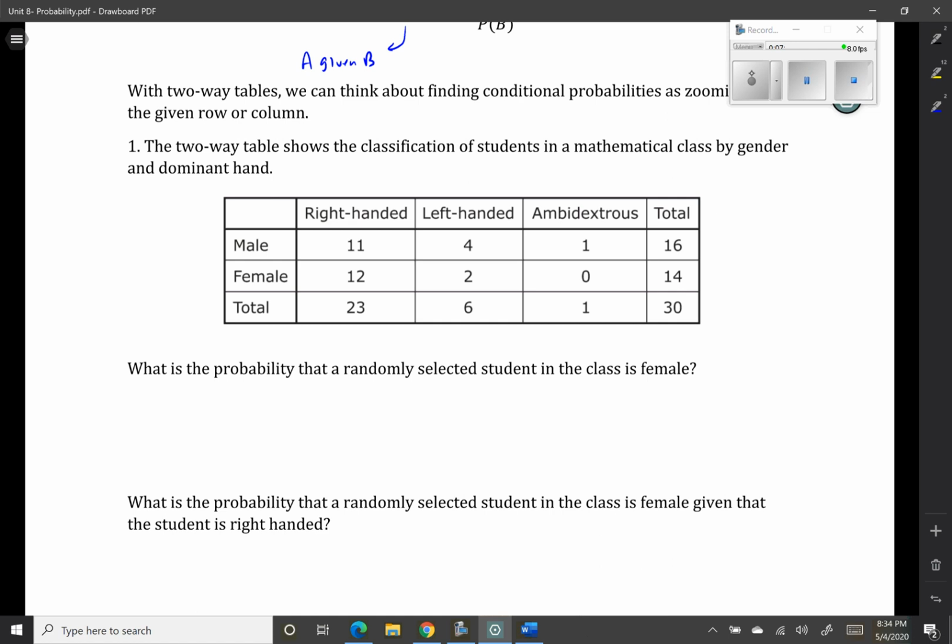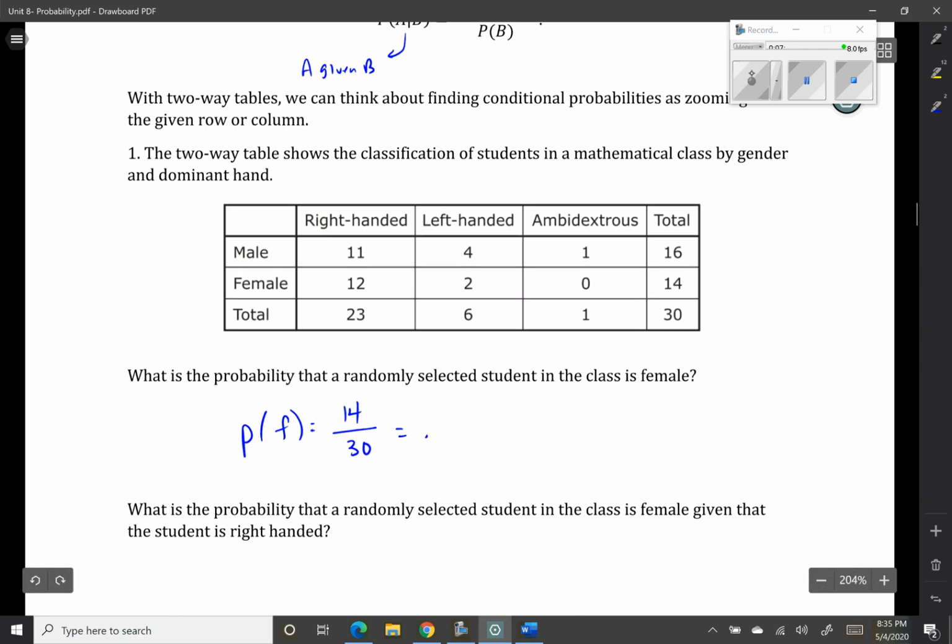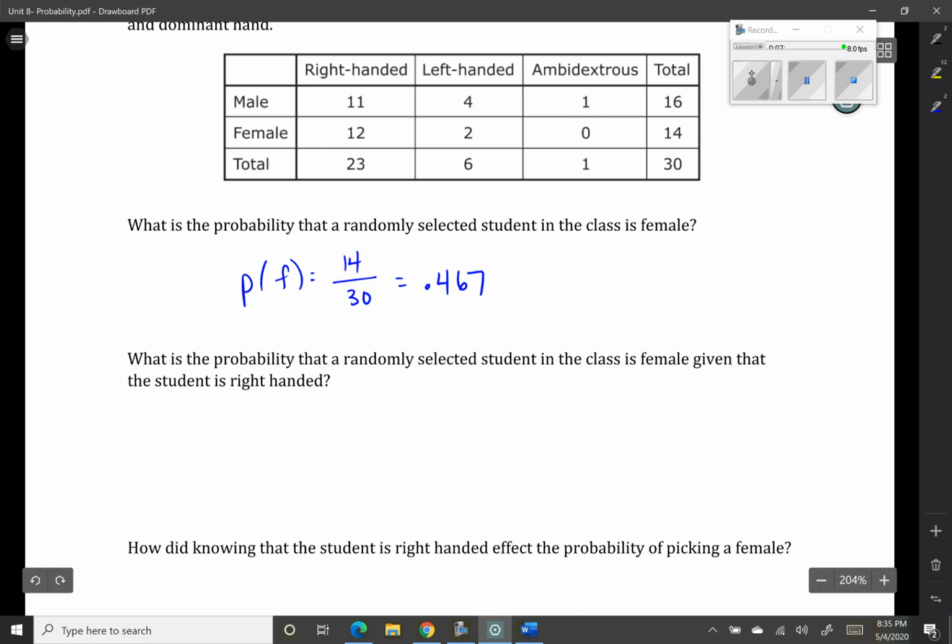So it says, what is the probability that a randomly selected student is female? So the probability of being female from this chart is there are 14 females in this study out of 30. 14 out of 30, if we divide those two numbers, it's probably not going to be a nice number, so we will get 0.467. Remember, with probabilities, we like to round to 3 decimal places. That's usually good enough.